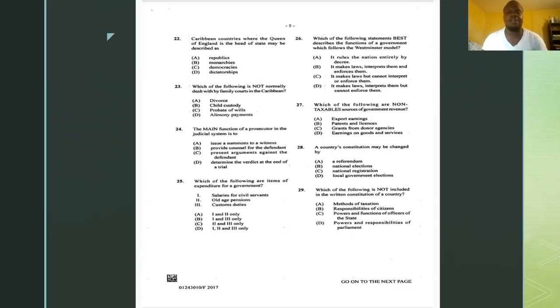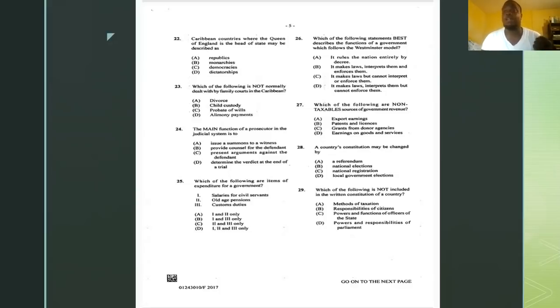So we are left with three answers, A, B, and C. Can they issue a summons to a witness? That could be a possible answer. Provide counsel for the defendant? Could be a possible answer. C, present arguments against the defendant? Could be a possible answer.